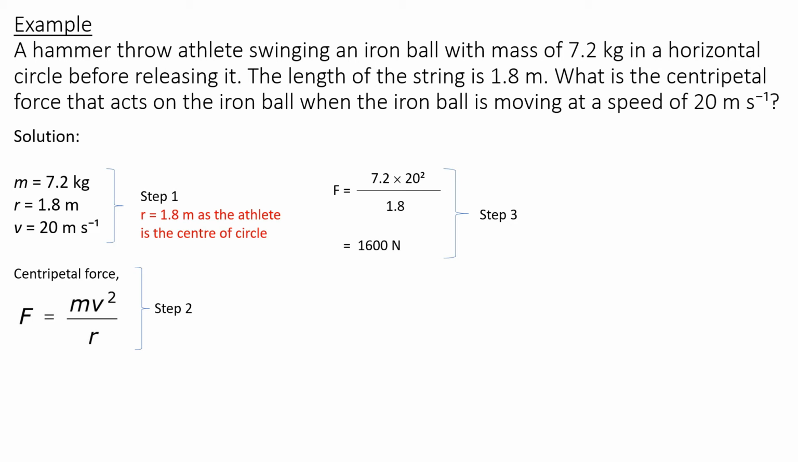Step 1. List the information given. r equals 1.8 meters, as the athlete is the center of the circle, so the length of the string becomes the radius of the circle. Then use the formula F equals mv squared over r to calculate centripetal force. You will get 1600 N as your answer for the question.